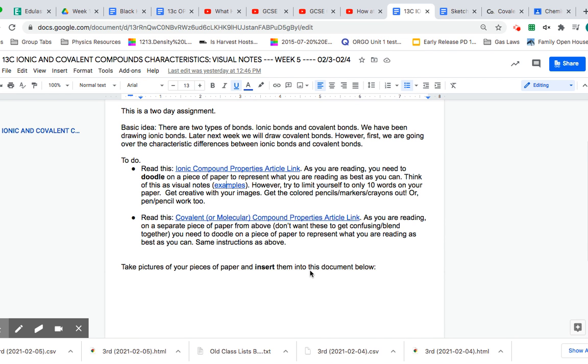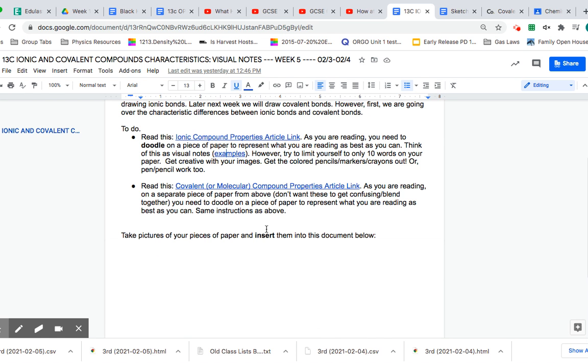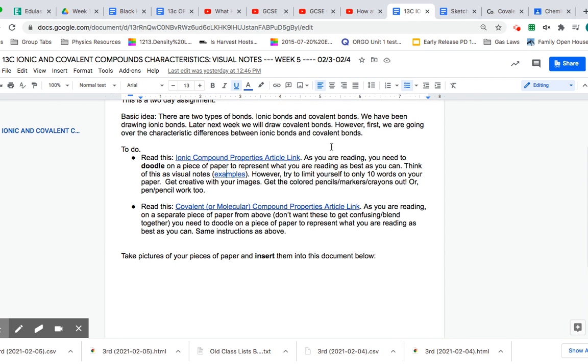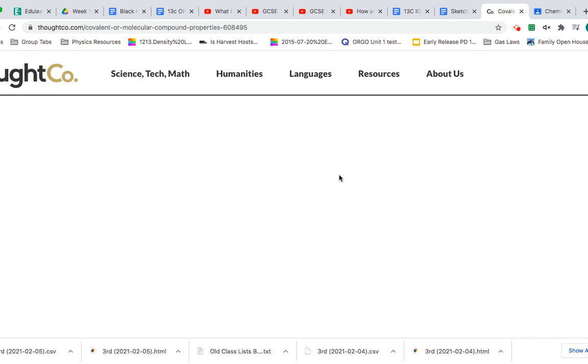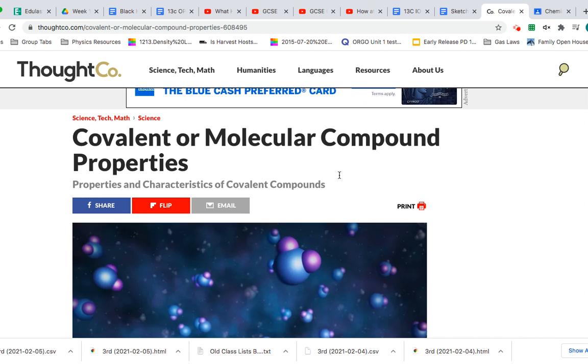And then just so you know, what is actually going to be due is you are going to take a picture and insert them into this document and turn it in, or just attach the pictures, turn it in any which way. There should be two pictures, one of your doodle notes of the ionic compound properties article, and then one of the covalent compound one. So one from yesterday type of deal, one from today type of deal. But so this is the article that we are reading today.